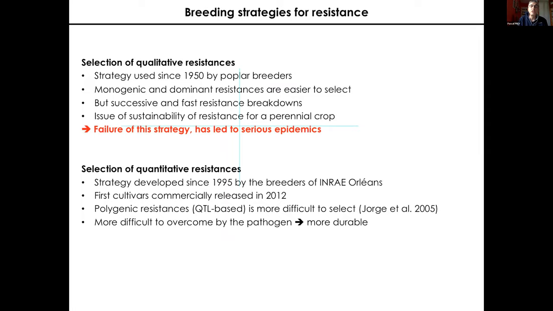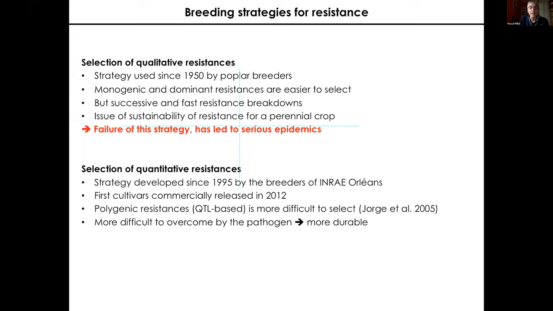And of course, there have been breeding strategies for resistance to poplar rust during almost all the 20th century. The first strategy was selection of qualitative resistance, which is based on major resistance genes. And it was used at least since 1950 by poplar breeders all around the world, in France, Italy, the Netherlands, and Belgium, for instance. The problem is that such qualitative resistances are based on monogenic and dominant genes. And it's easier to select for the breeder, but it's also easy to overcome by the fungus, which makes sexual reproduction and can easily break down such resistances.